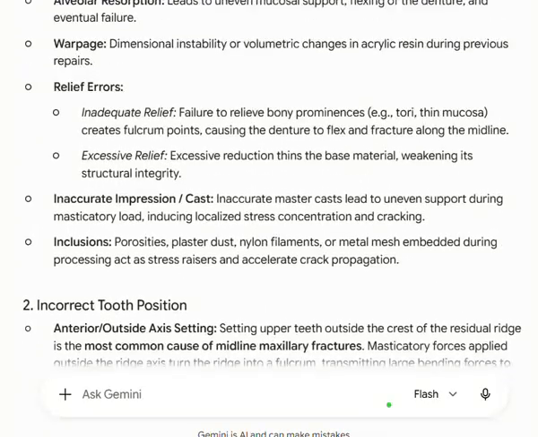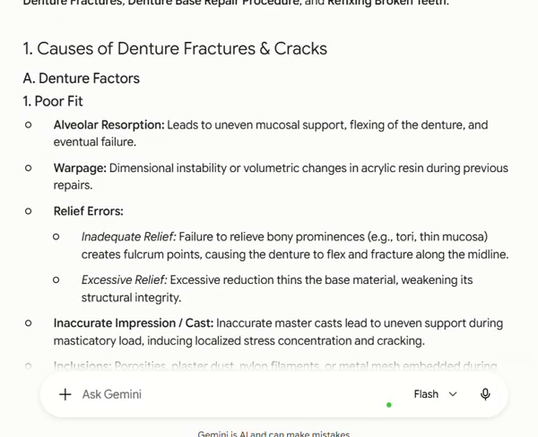Here is the high-yield study summary for the remainder of Chapter 15, covering causes of denture fractures, denture base repair procedure, and refixing broken teeth. 1. Causes of denture fractures and cracks. A. Denture factors. 2. Poor fit. Alveolar resorption leads to uneven mucosal support, flexing of the denture, and eventual failure.